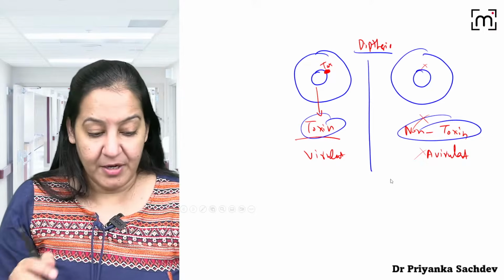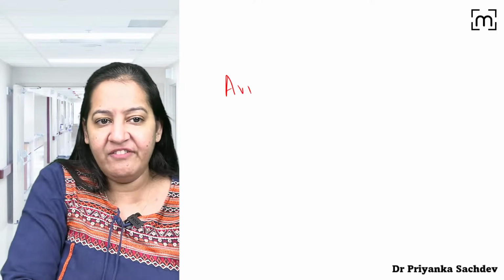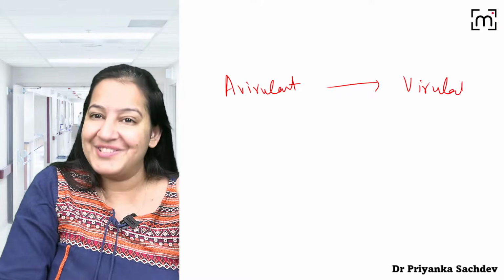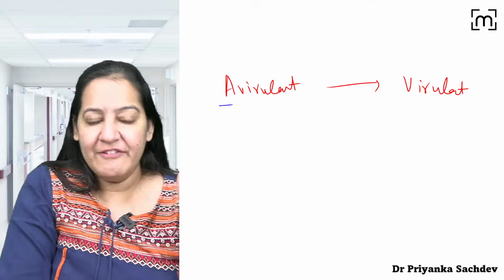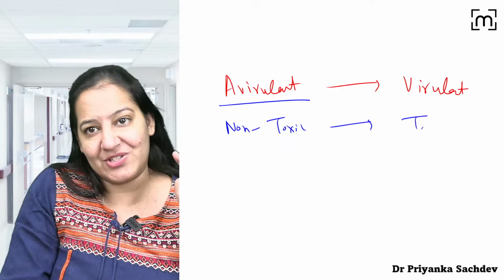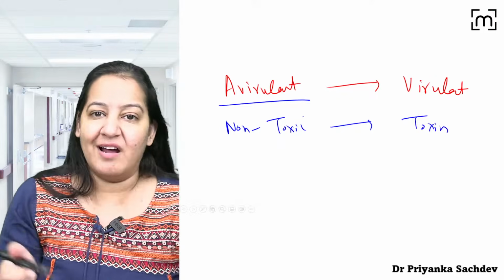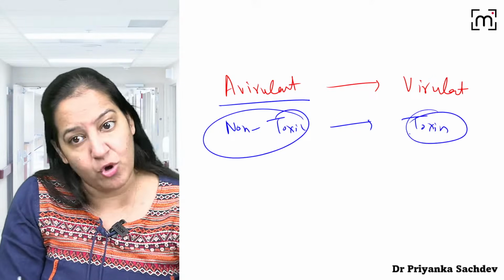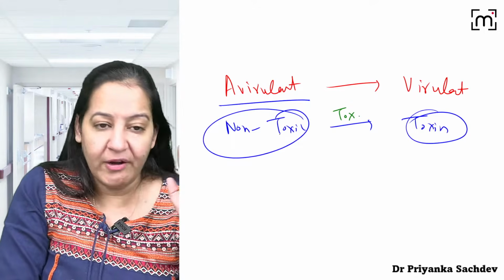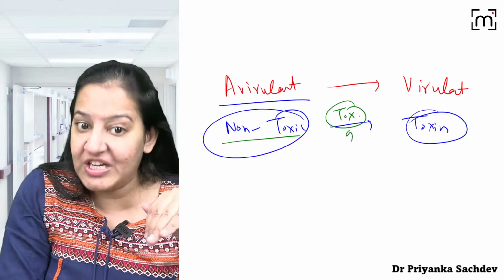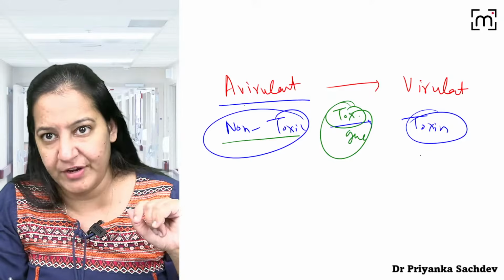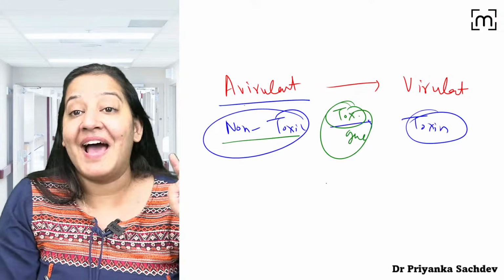My question to you: can we convert avirulent diphtheria to virulent diphtheria? The answer is yes, we can convert non-toxic strains to toxigenic strains. How can we do so? If we can transfer the tox gene. If the non-toxigenic strain gets the tox gene from somewhere, it will start producing toxin and the avirulent form can be converted to the virulent form. We can do so by lysogenic conversion.